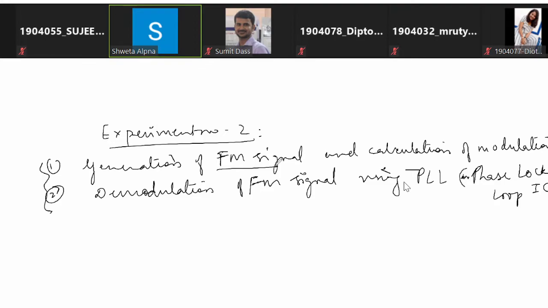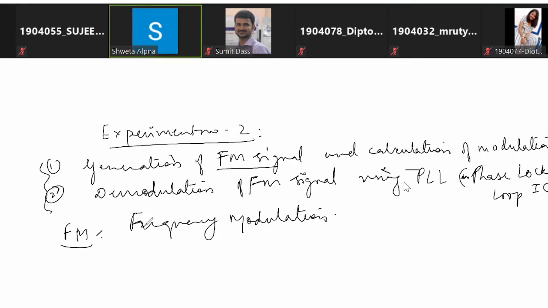So FM, we are already aware about FM. We have done it in ACT. FM is nothing but frequency modulation. Frequency modulation is a technique in which the frequency of the carrier signal is changing with respect to the amplitudes of the message signal. So that means in frequency modulated signal, our information signal is getting transmitted over the frequency variations of the carrier signal.